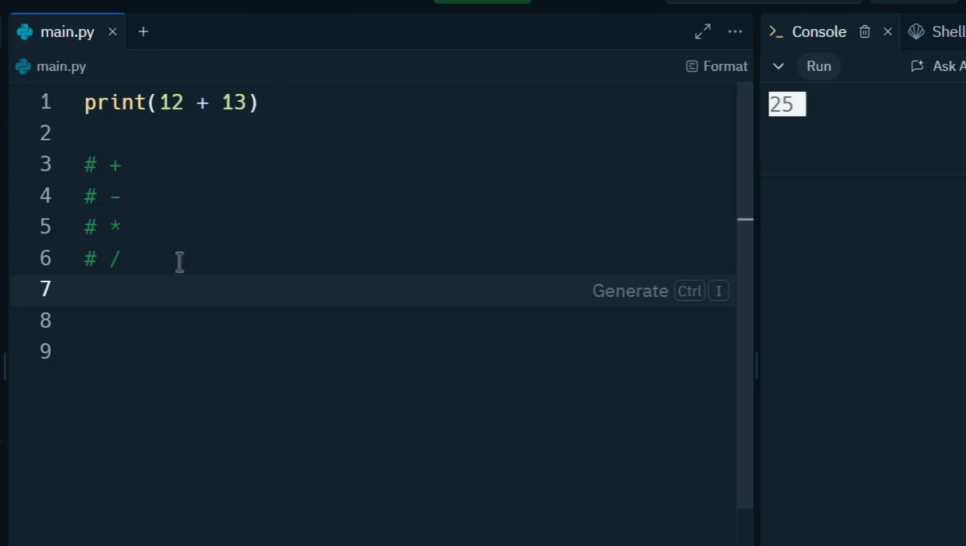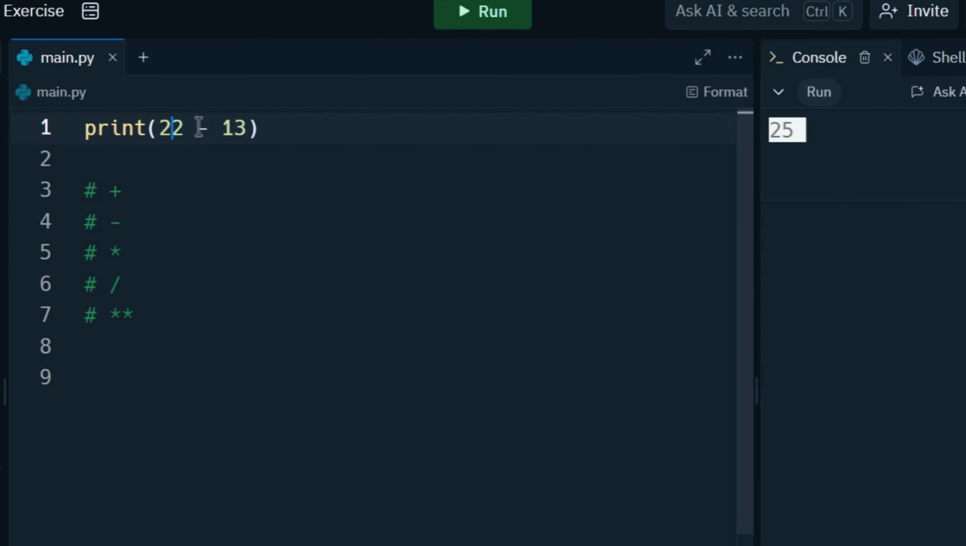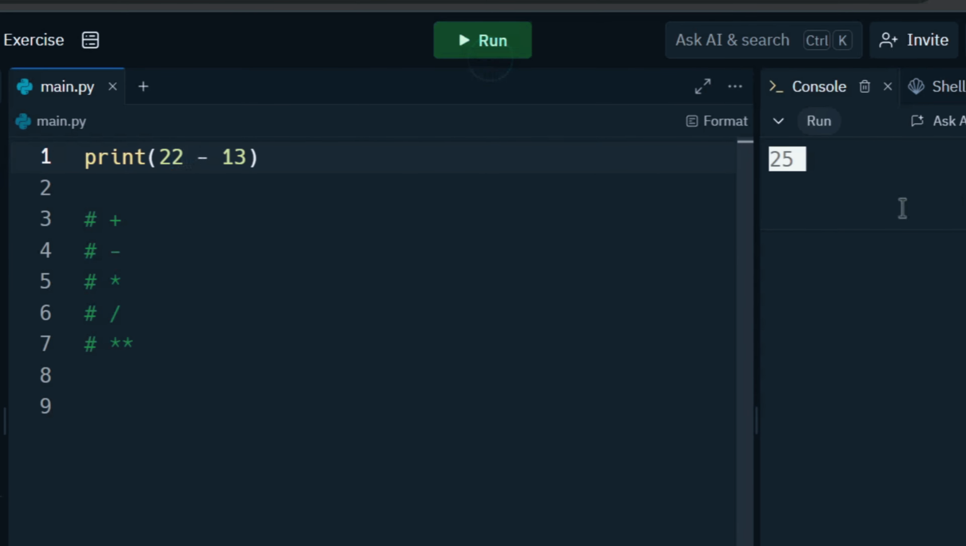Then we have double asterisk, which means to the power of. So we are going to use this to find a number to the power of something. So let's try each of these. We already saw the plus operator. Now let's try the minus operator with 22 minus 13. It should give us 9. And as you can see, it gave us 9.